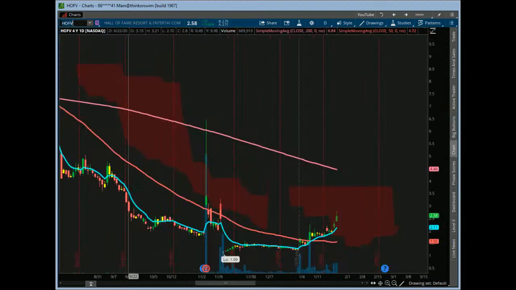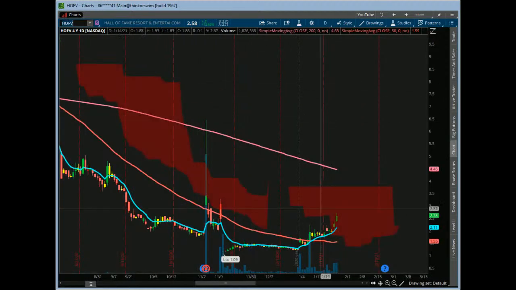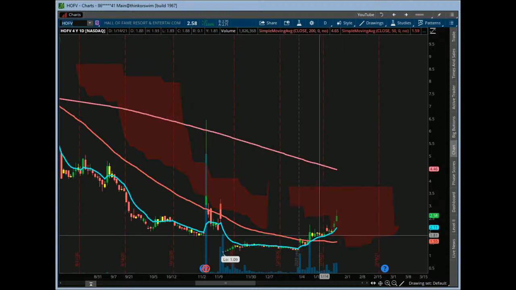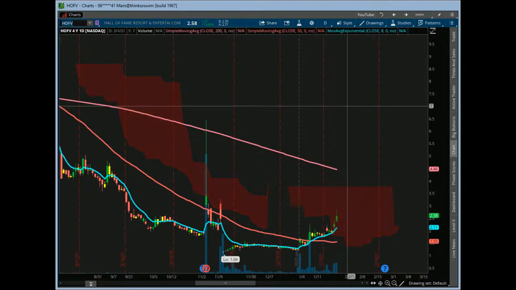Let's see, Hoff V. So Hall of Fame Entertainment. Nice. Yeah, so that's pushing its way up pretty nicely right here. It's doubled over the last couple weeks. So let's see if that can continue to get some upside in that one.